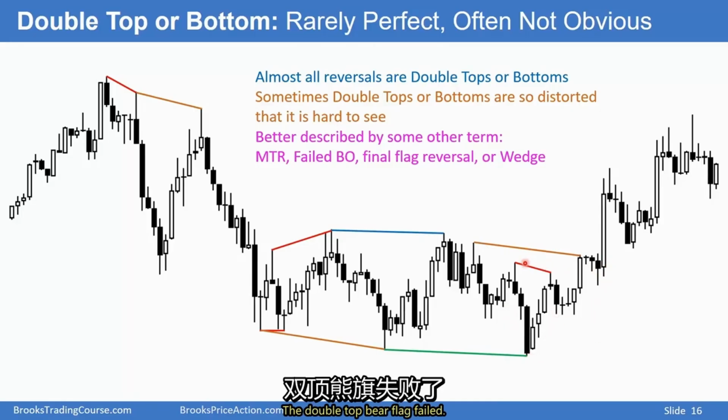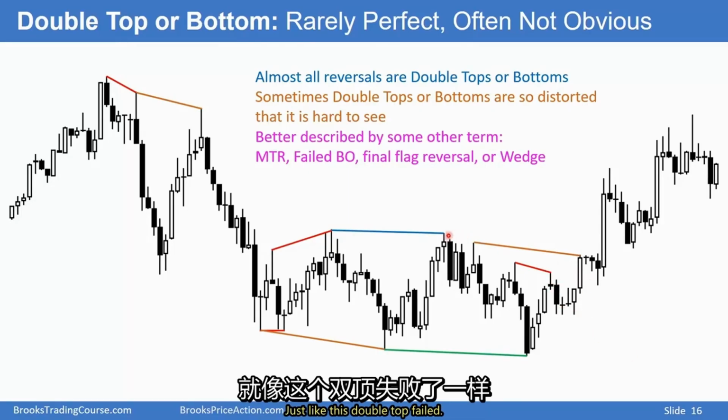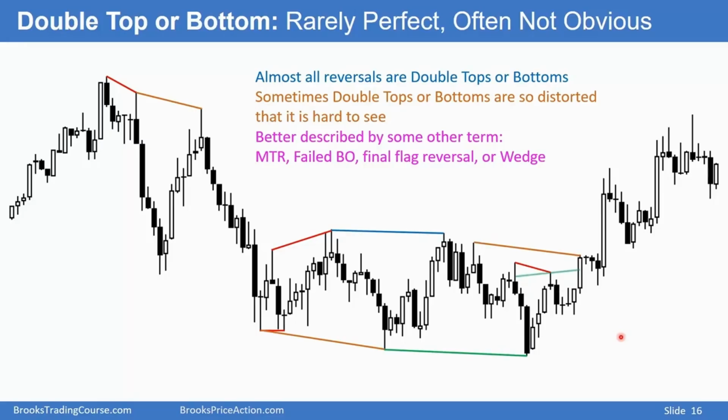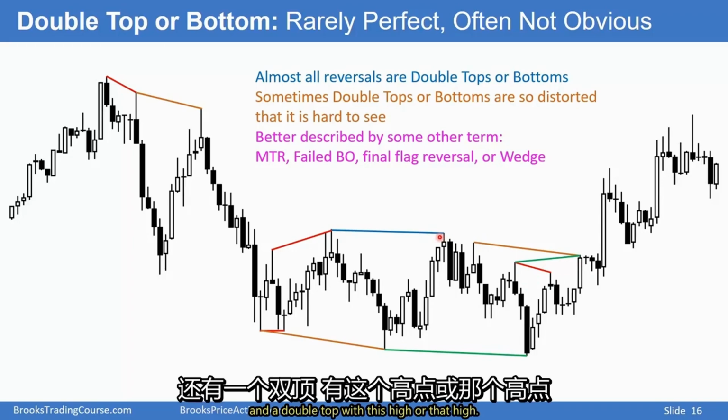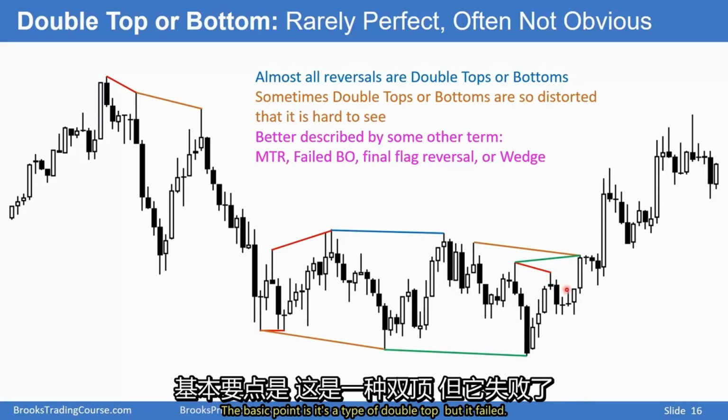The double top bear flag failed. It started to go down, but immediately reversed up. Just like this double top failed. It started to go down, but broke to the upside. This is a double top with this high or that high, and a double top with this high or that high. Some computers will use any of these tops. The basic point is it's a type of double top, but it failed.